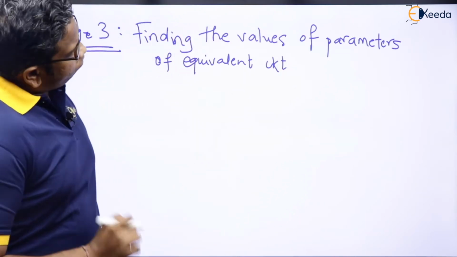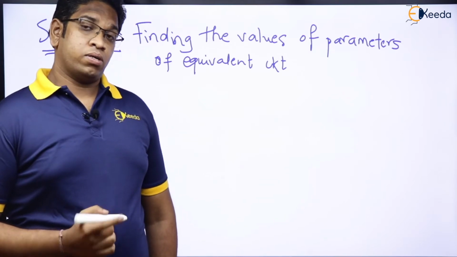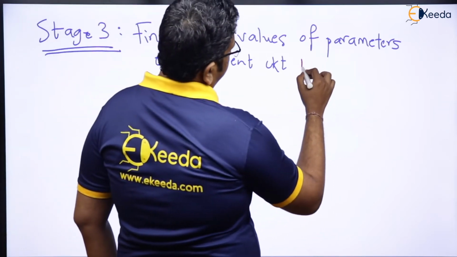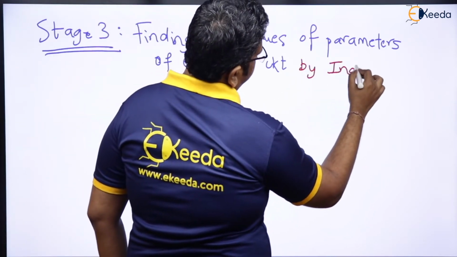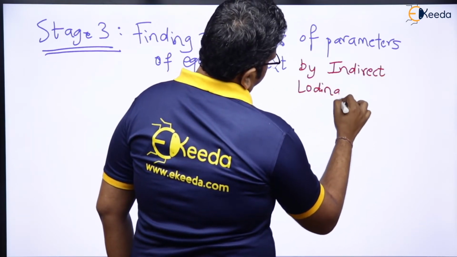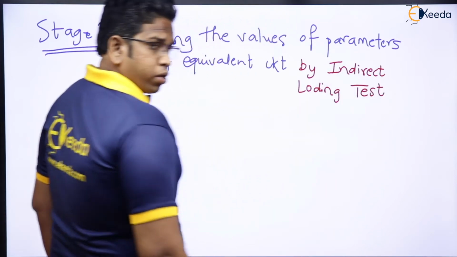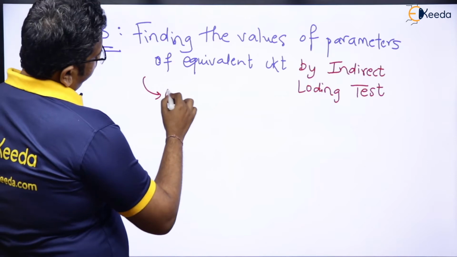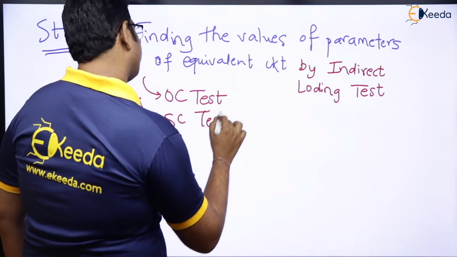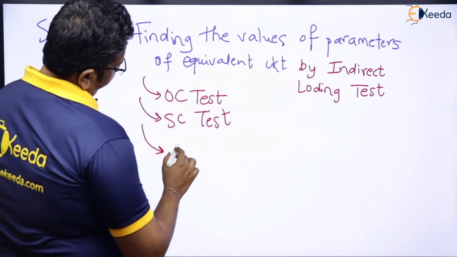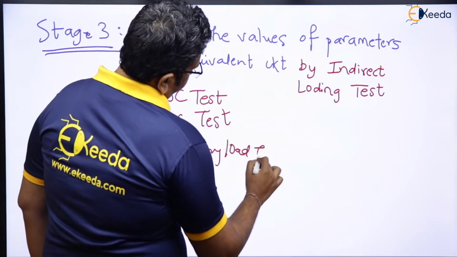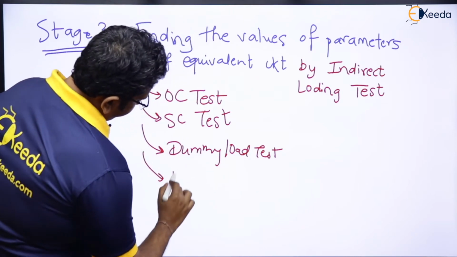You will say, sir, but how will we find the parameter values? Very simple. The parameter values will be found out by indirect loading tests, in which we have the OC test, the SC test, the dummy load test, the polarity test, etc.